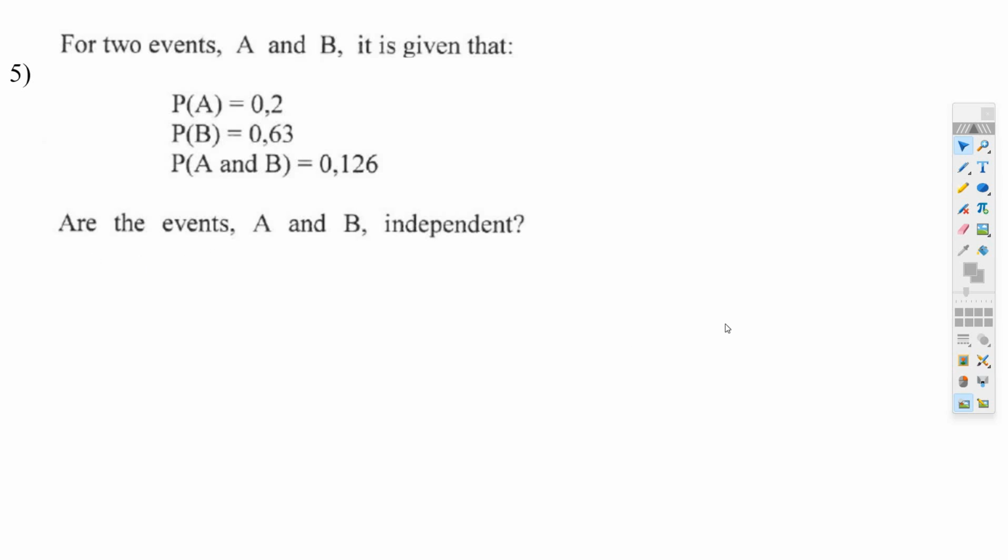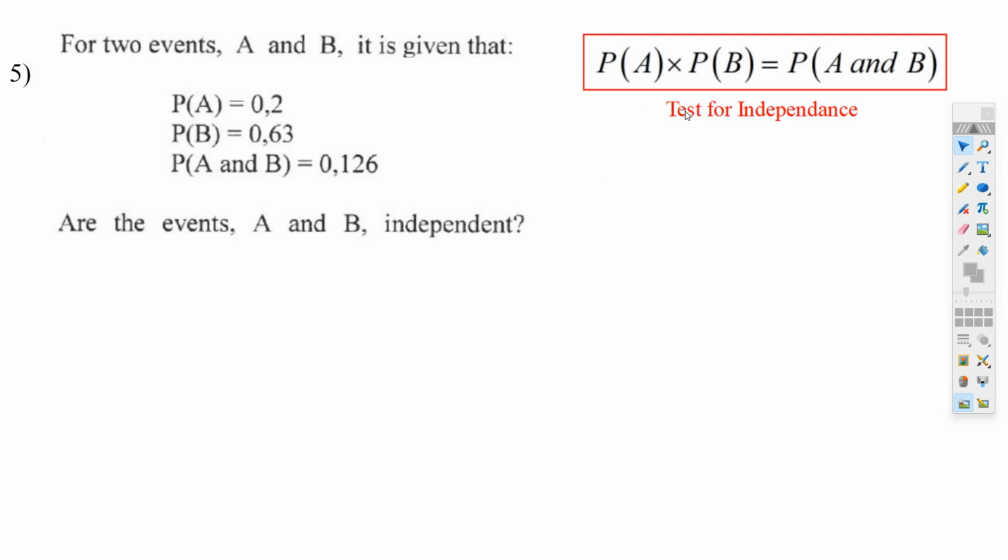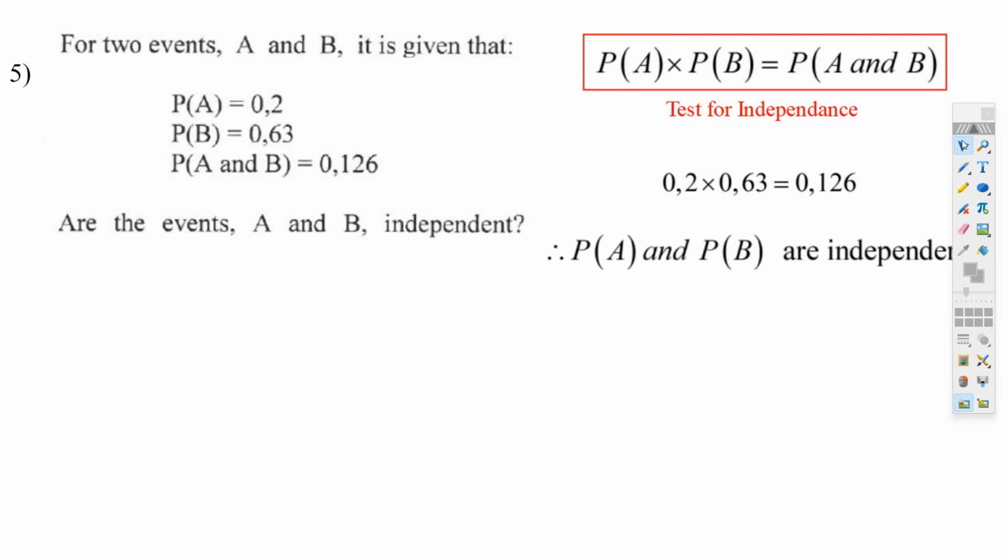To answer this question, you have to have this formula. It's called the test for independence. You go the probability of A times the probability of B, and if it equals the probability of A and B, then they are independent. Well, let's try it. 0.2 times 0.63 does equal 0.126. Therefore, the events are independent. And that's just about it.